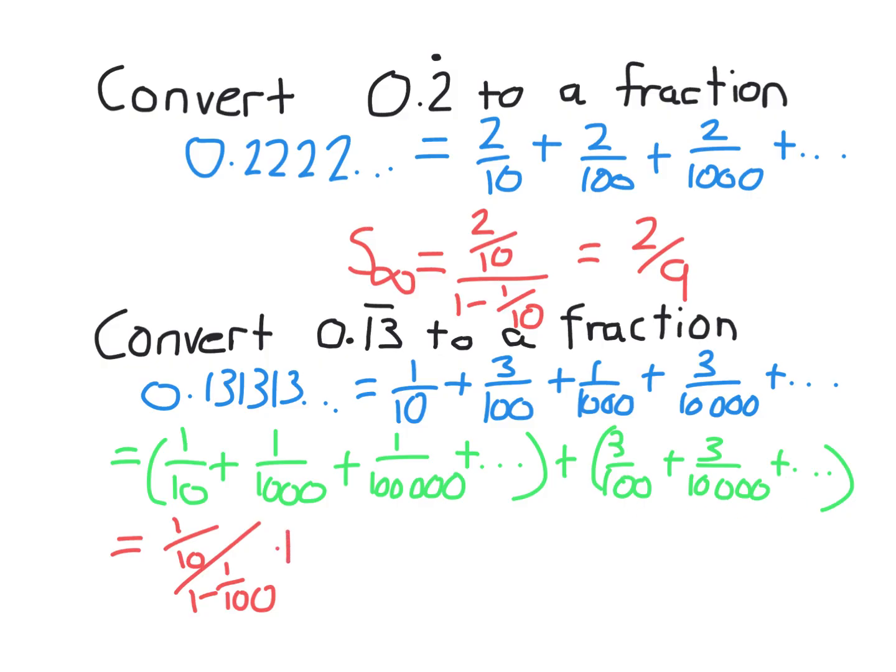So the limit will be first term divided by 1 minus r. R is again 1 over 100. If you need to check that, take any term, divide the previous term. Any term, divide the previous term.